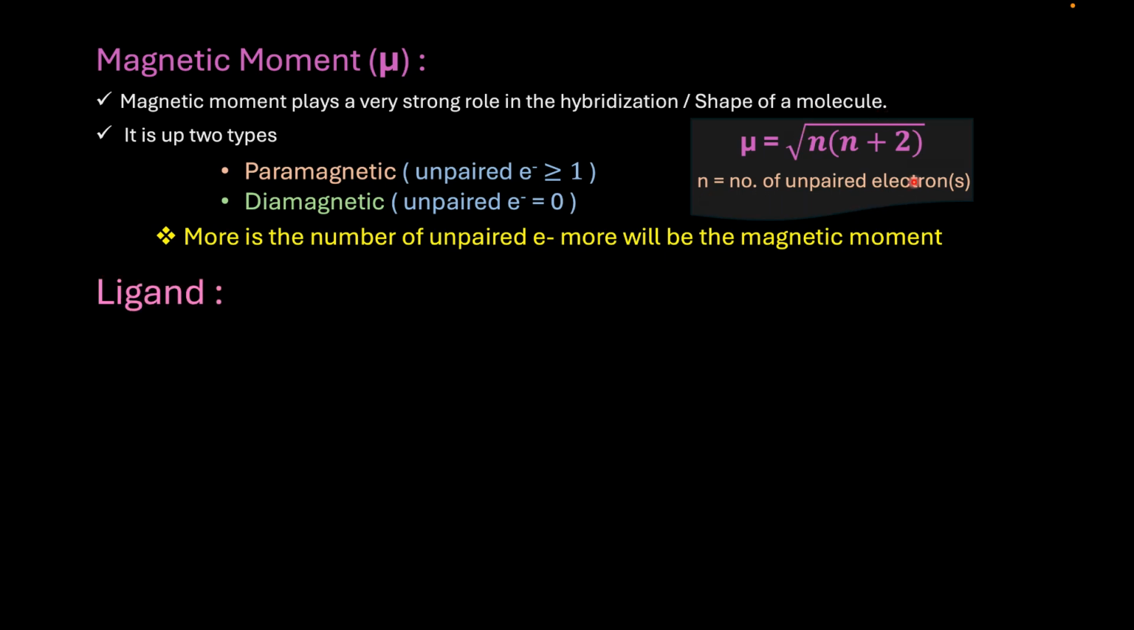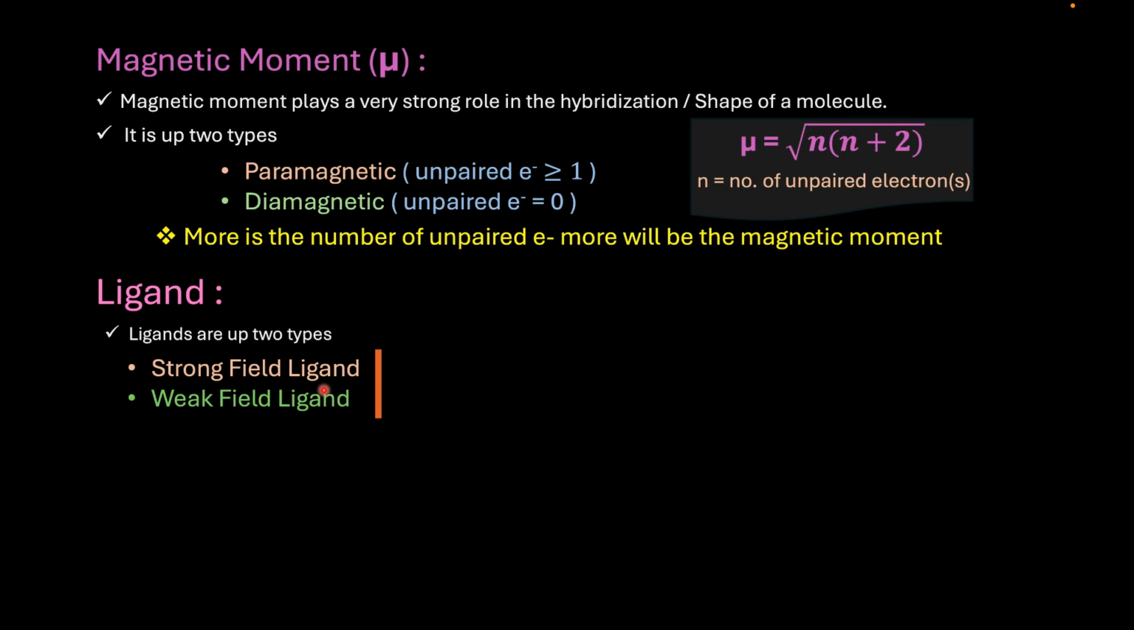So let's discuss ligands. Ligands can be of 2 types. One is strong field ligand and one is weak field ligand. From this magnetic moment data, we can conclude which one will be the strong field ligand and which one will be the weak field ligand.